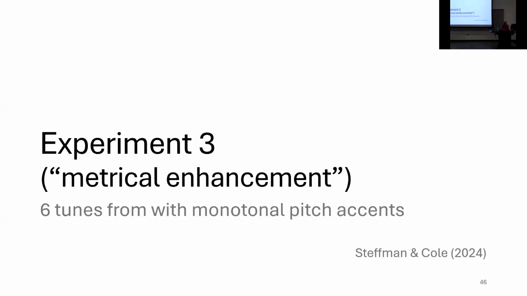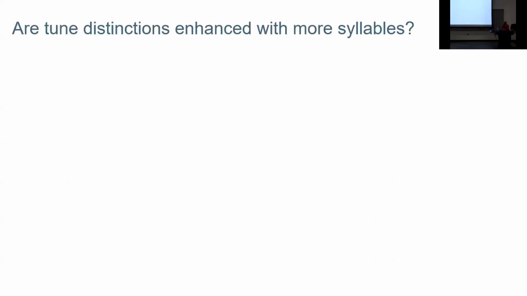Okay, experiment 3. This experiment's going to test only 6 tunes out of the set of 8 that I've been talking about so far. And whereas in experiments 1 and 2, the stimuli were presented on 3-syllable words and participants imitated them on 3-syllable words. And so what we wondered is whether we would see a different pattern of results if they had a little more space for these tunes to manifest?